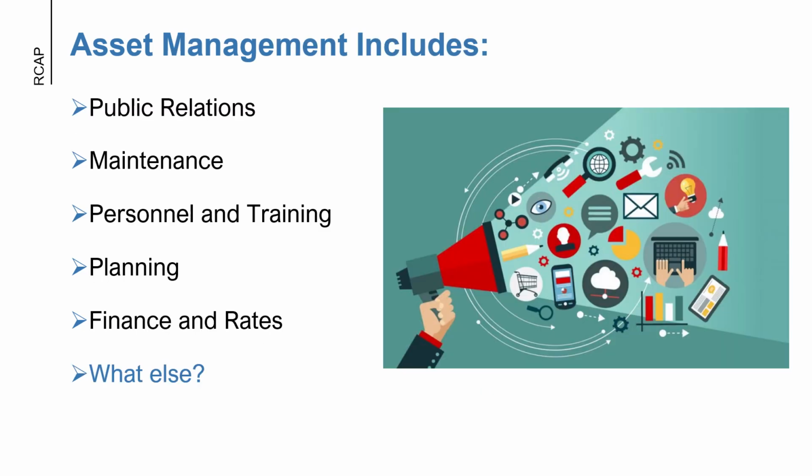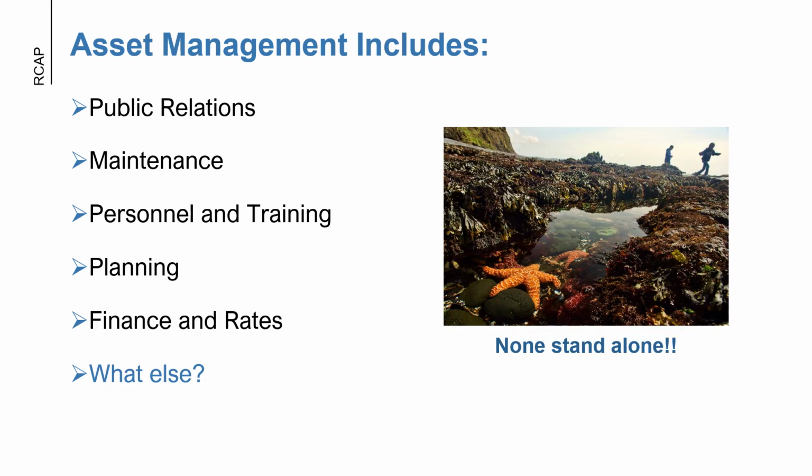As you might guess, asset management includes a lot of different things. It includes public relations, maintenance, personnel and training, planning, finance and rates, and all of these things are interconnected and related. You can't have good public relations without having good maintenance. You can't have sustainable finance or rates without having good planning. You can't have good maintenance without having good training. So as you can see, there's a lot of different things that interplay here.